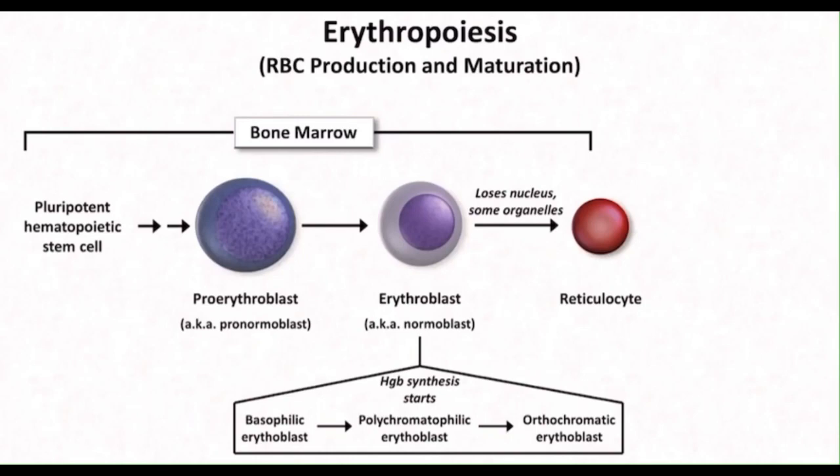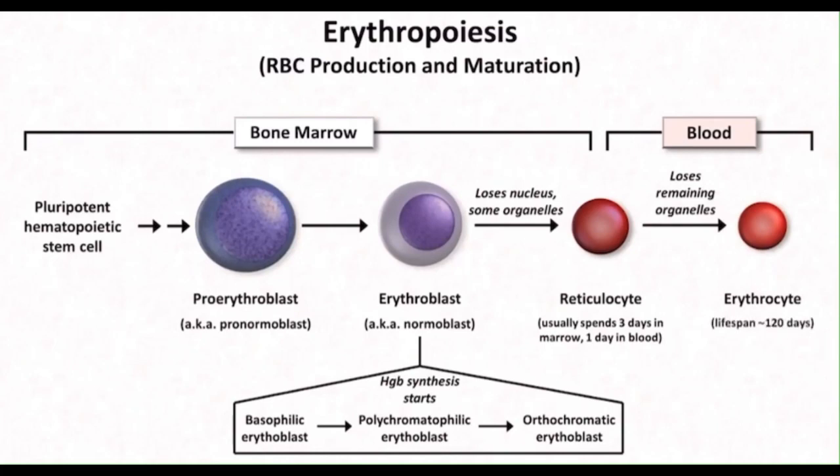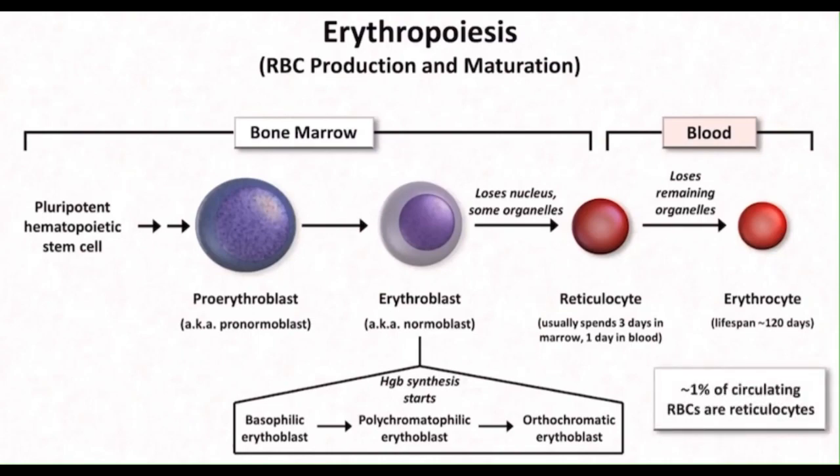Reticulocytes initially retain ribosomes, meaning that they are still capable of limited protein synthesis, such as synthesizing some more of the cell's hemoglobin. In normal circumstances, a reticulocyte, more commonly known as a retic, spends about 3 days in the marrow before entering the systemic circulation, where it will take about 1 more day to fully mature, losing its remaining organelles and becoming an erythrocyte. The normal lifespan of an erythrocyte is about 120 days. Therefore, in healthy adults, about 1% of circulating RBCs are retics.